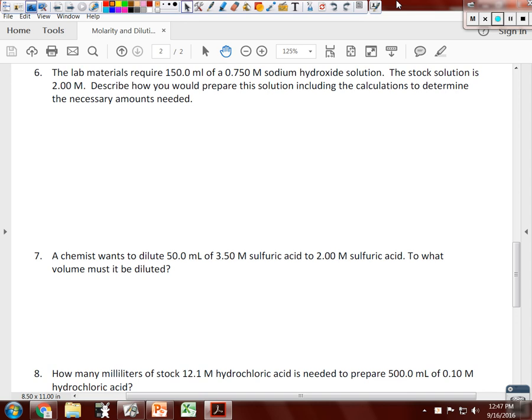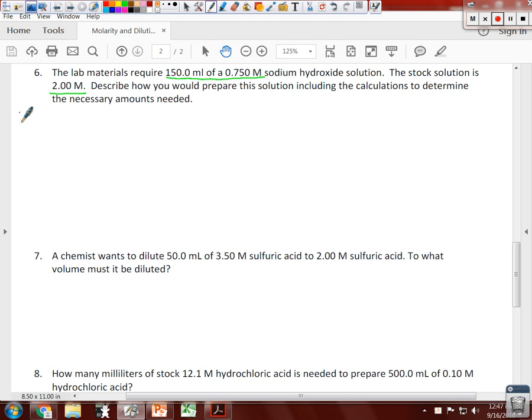Now, had the word stock been erased, how would you know that that was still the stock solution? It's a higher concentration. Describe how you would prepare this solution, including the calculation to determine the necessary amounts needed. Now, I told you when you did this, you did not have to do the describe part, but I still wanted you to do the math of it. So technically, we have the MD and the VD there. They give you the MS here, so what are you missing?